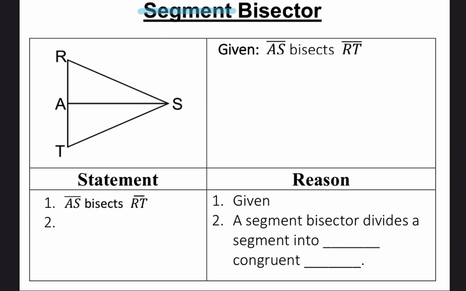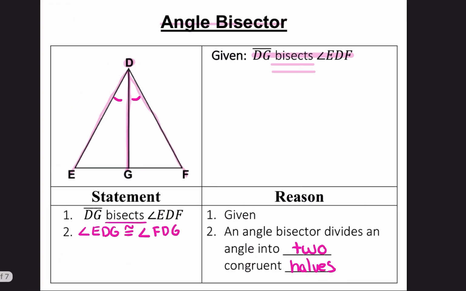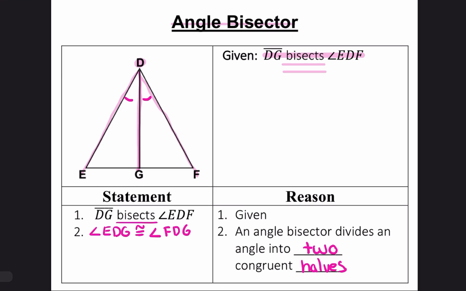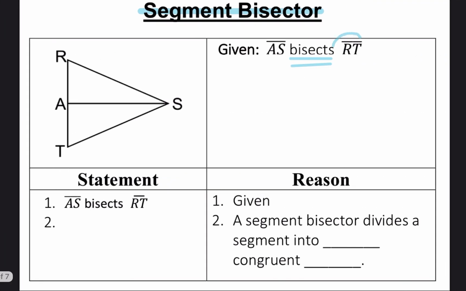So a segment bisector, this time instead of cutting an angle in half, is going to cut a segment in half. So you'll see some of the same language here, right? AS bisects, but here, instead of, you'll notice over here, I'm going to go back. Over here, there was an angle that was being cut in half. Here, it's a segment. So it won't say segment bisector, but the piece that comes after the word bisects is what's being cut up into two congruent pieces. So in this case, it's RT that's being cut up.